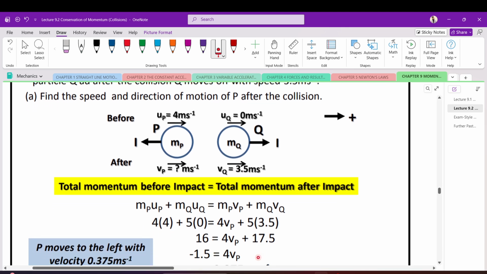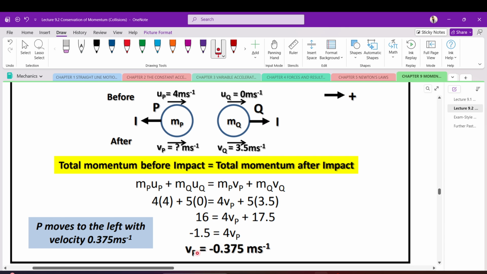When you simplify, you get the final velocity as minus 0.375 meters per second. This minus indicates that the direction has been reversed. So P is moving towards the left.